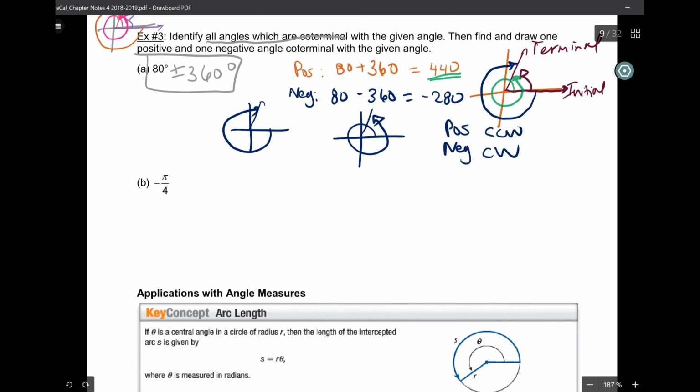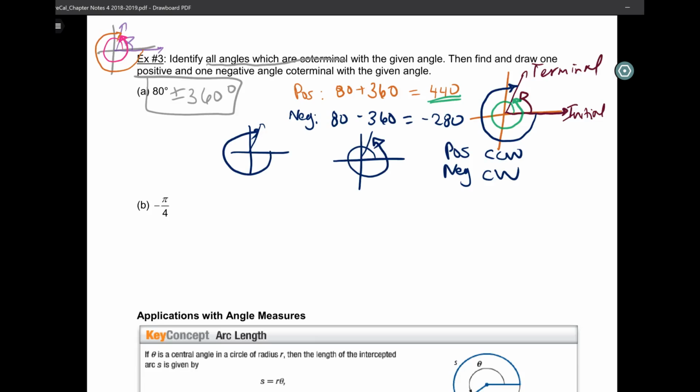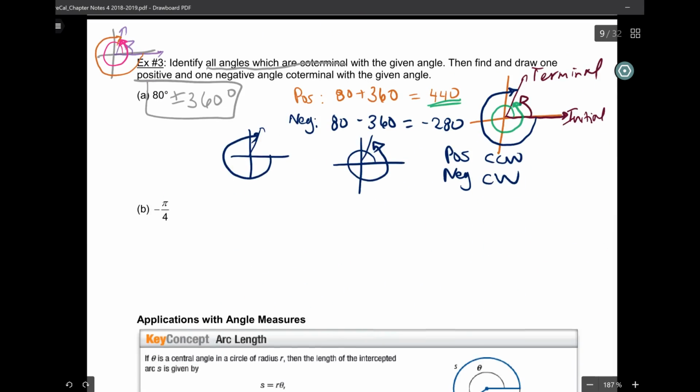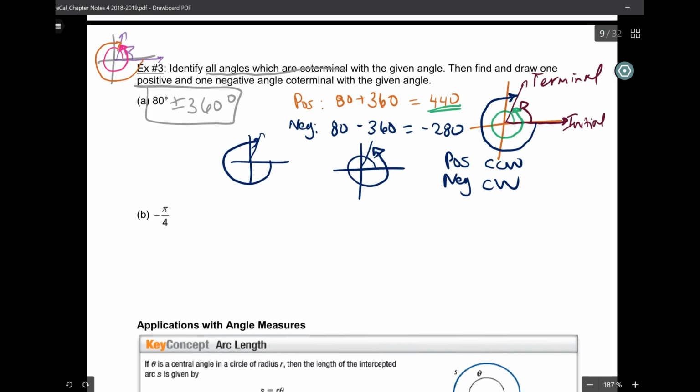Alright, so let's try it. That was with degrees. Now we can try with radians. So once again, if you're going around multiple times, you will add or subtract multiples of 360 or 2 pi. So what I want to do, so I can take into account all angles, is add 2 pi, but also I could subtract 2 pi. So I have plus or minus 2 pi.